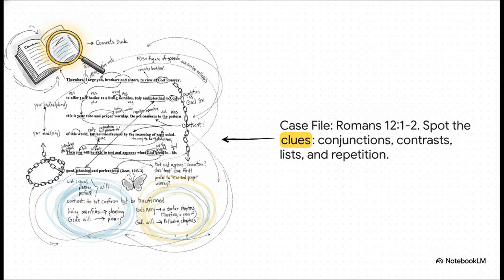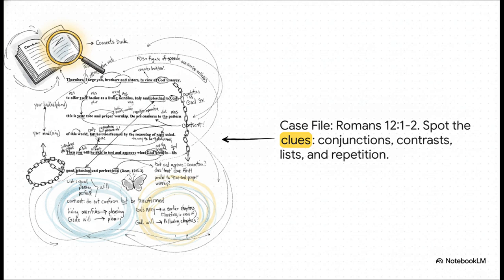Chloe, what's the first thing you spot? Okay, that giant conjunction at the start, therefore. So this whole idea is the conclusion to whatever he just said before it. Perfect. What else do you see? Well, there's a huge contrast. Do not be conformed to this world, but be transformed. So there's a negative command and then a positive command. Exactly. It's not just don't do this, it's do this instead.